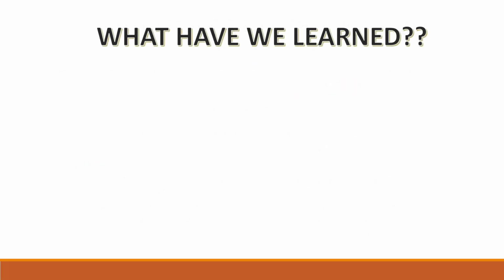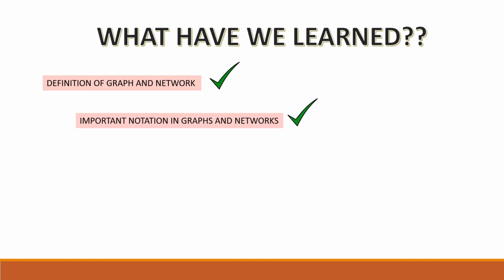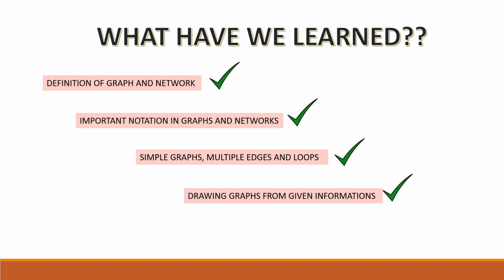Okay, so we will recall what we have learned in this video. The first thing is the definition of graph and network. Then we learned the important notation in graphs and networks, and the definition of simple graphs, multiple edges, and loops, how to answer questions involving these three things, and drawing graphs from given information. Okay, so stay tuned and let's check out what we are going to learn in networks in graph theory for part 2.